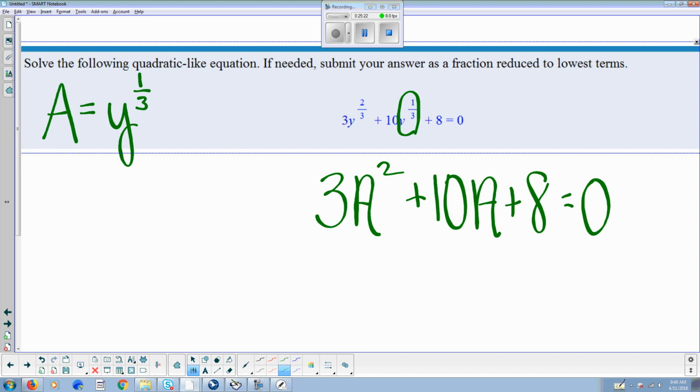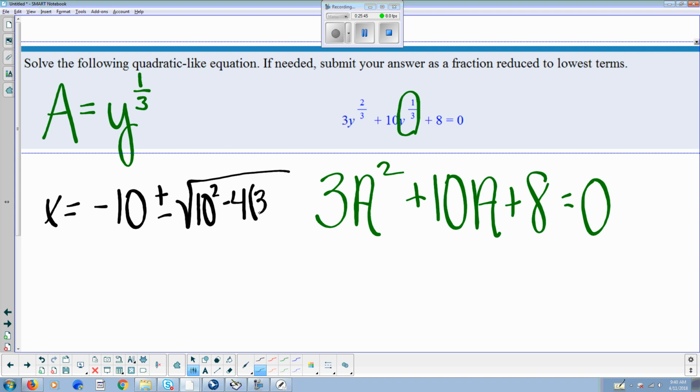So everybody's saying quadratic formula. Okay, so we'll go to the quadratic formula. X equals negative b, that's going to be negative 10, plus or minus the radical of b squared, that's 10 squared, minus 4ac, all over 2a. Okay, let's calculate the number that comes under the radical, that is the discriminant.